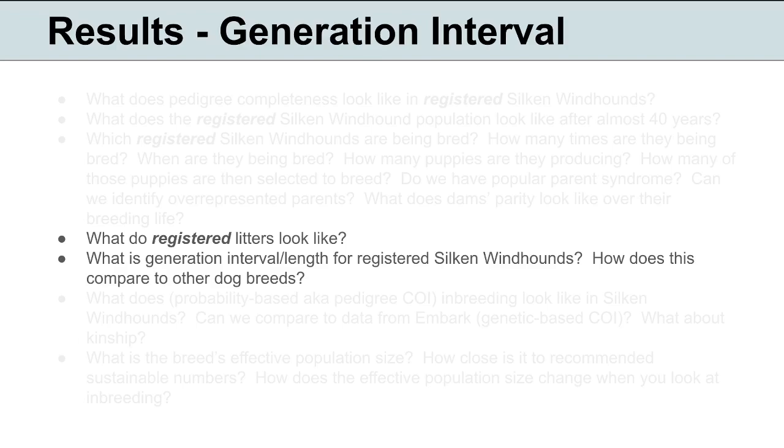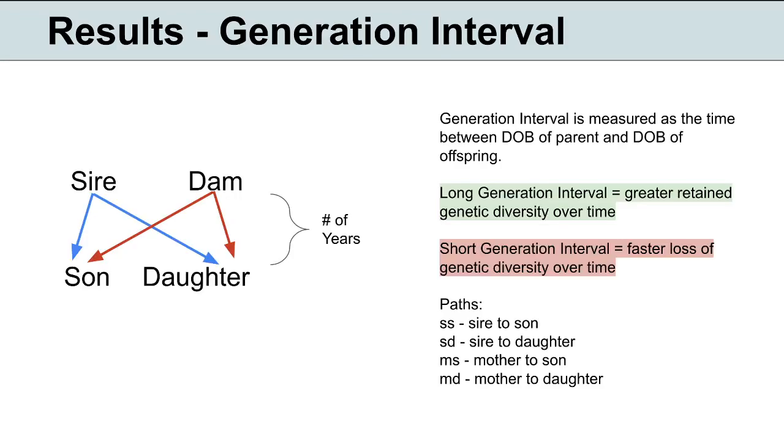But what we can look at with some confidence is generation intervals in Silken Windhounds. So what does generation interval length look like, and how does this compare to other dog breeds? Generation intervals, you look at the sire and the dam, and you measure in years the time it takes for the sire and the dam to have both sons and daughters. So there are 4 paths that you measure for generation intervals.